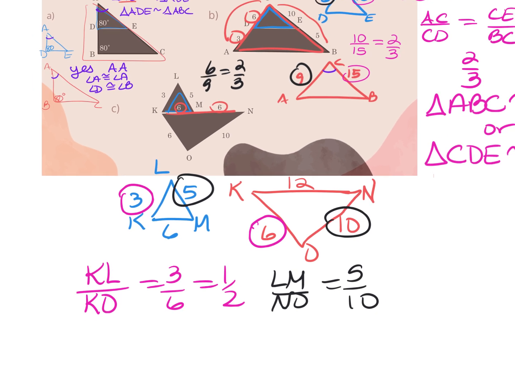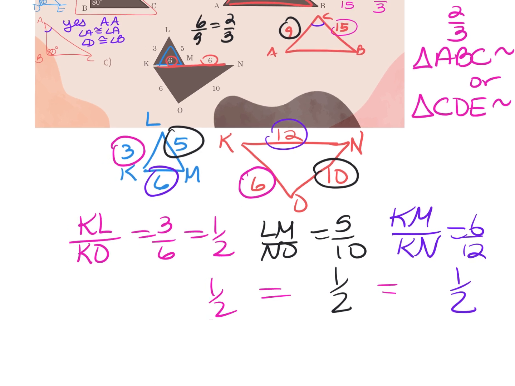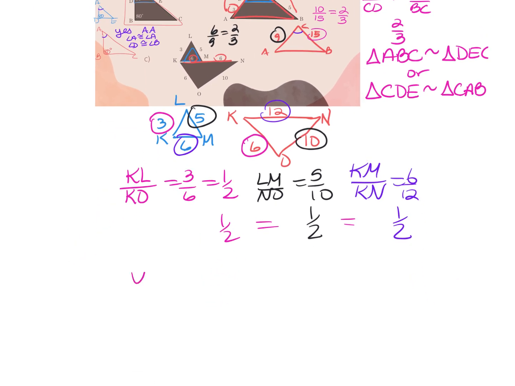And then lastly, the biggest number, the 6 with the 12, KM over KN, 6 to 12. All of these simplify to 1 to 2. So because they all simplify to the same ratio, I will say that yes, they're similar using side, side, side.